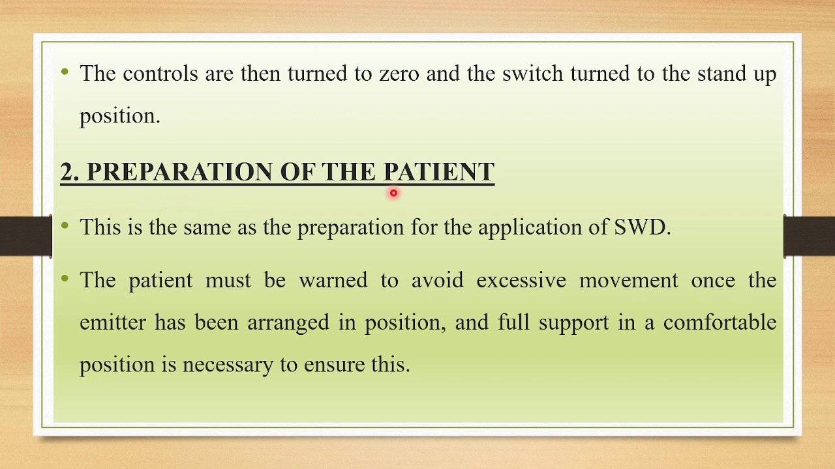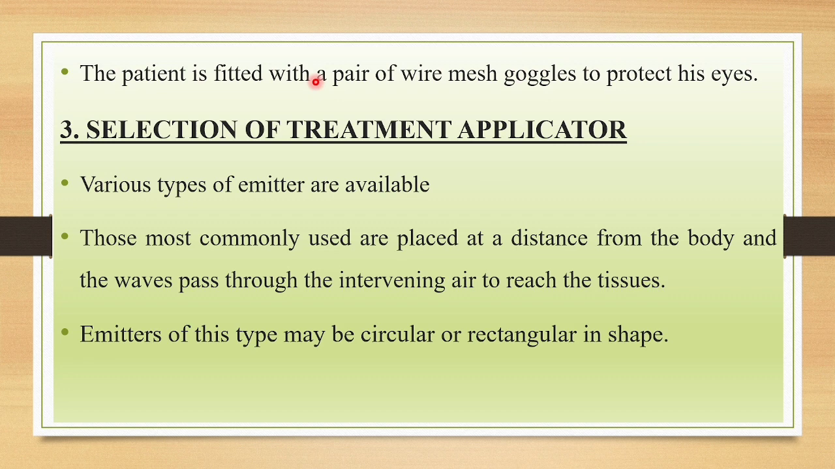The second step is preparation of the patient. This is the same as the preparation for the application of shortwave diathermy. The patient must be warned to avoid excessive movement once the emitter has been arranged in position, and the patient should be in full support in a comfortable position to ensure the proper delivery of the microwave diathermy. The patient is fitted with a pair of wire mesh goggles to protect the eyes. So in order to prevent the danger of irritation or irradiation of the eyes, they will be given a pair of wire mesh goggles.